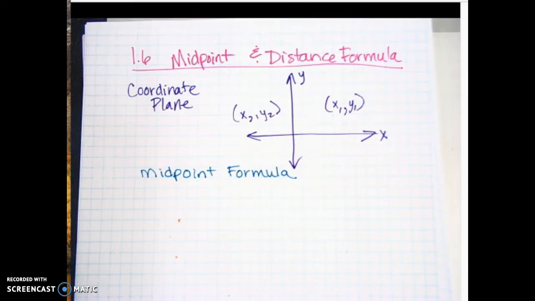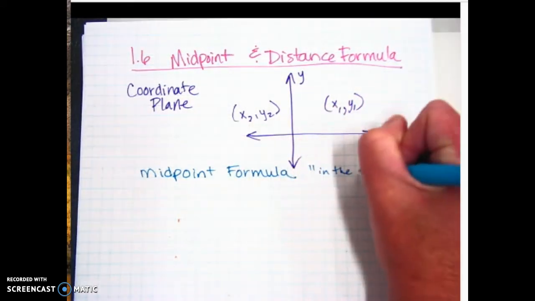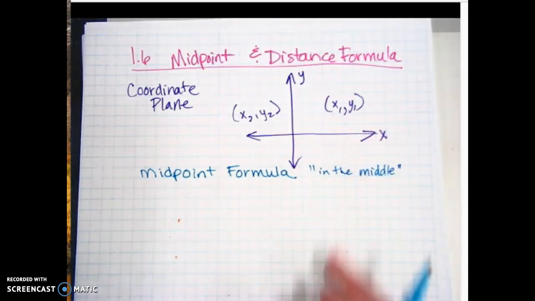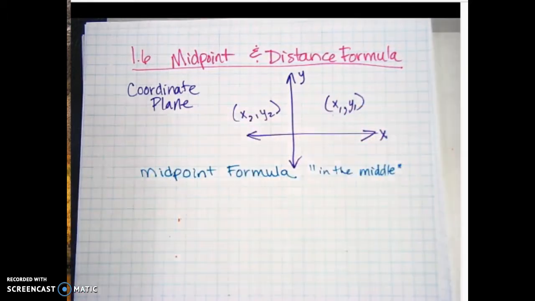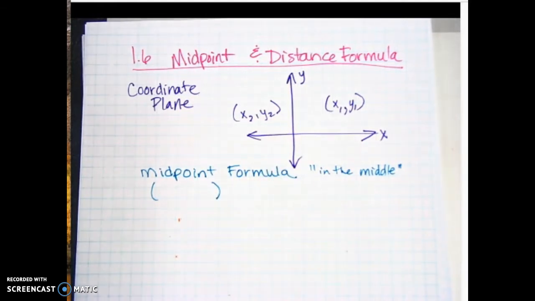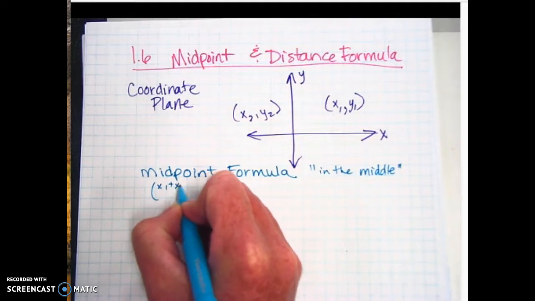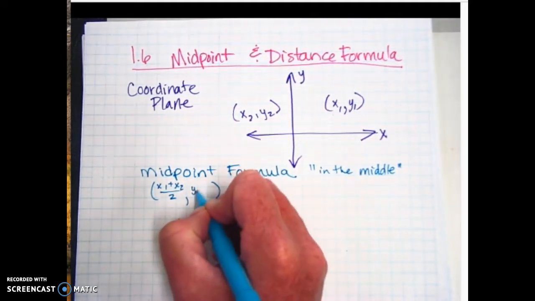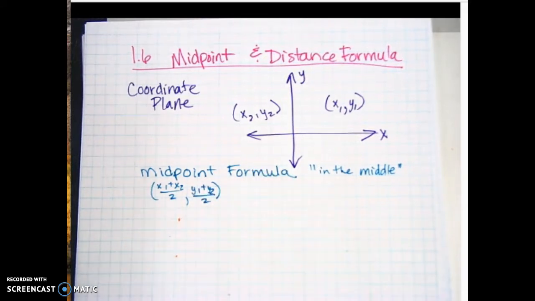Okay, so midpoint just means in the middle. So if you have 2 points, you want to find the point that's exactly in the middle. So to do that, you're going to take the average of the 2 points. So you're going to add your x1 and your x2 and divide by 2. And then you're going to take your y1 and your y2, add them together, and divide by 2.